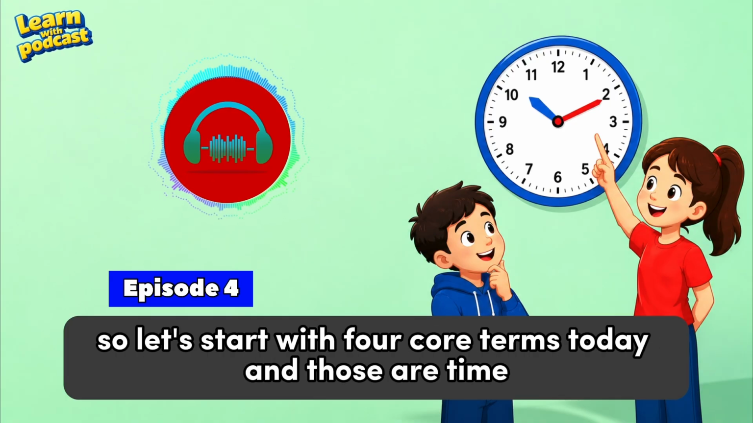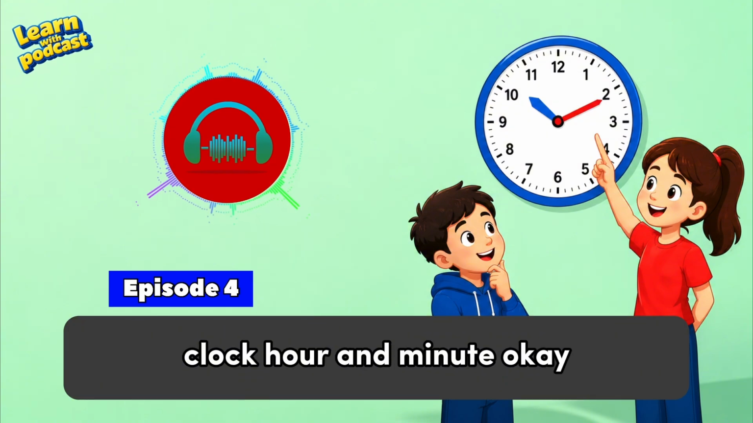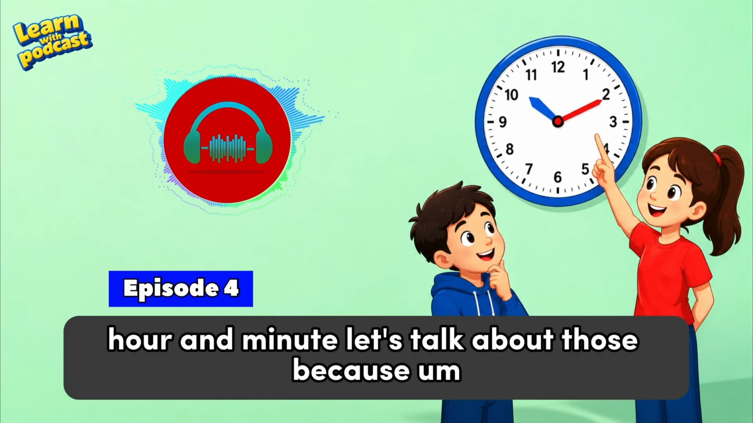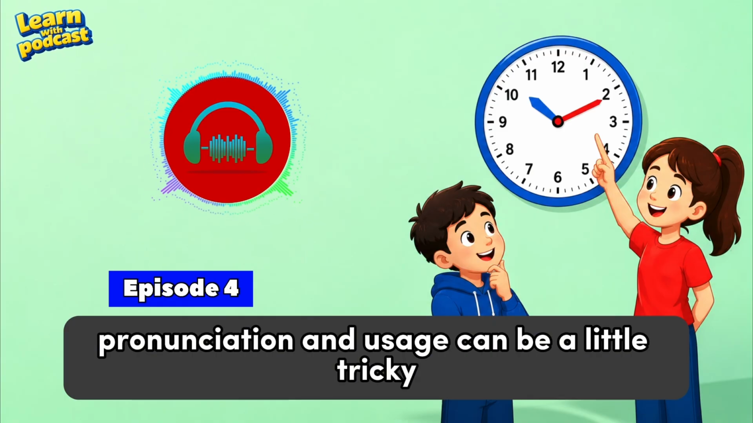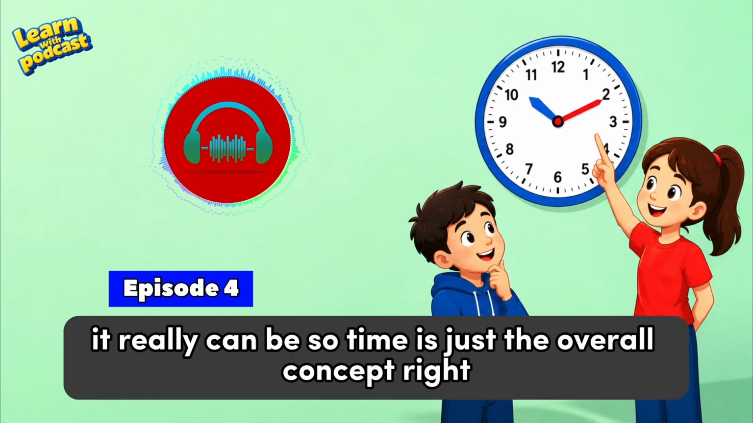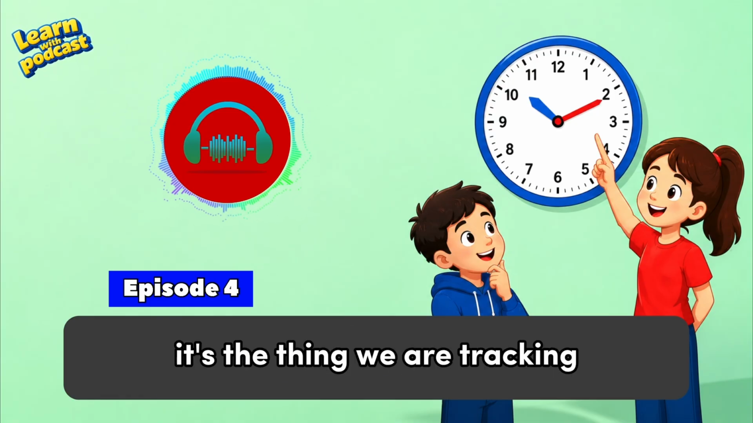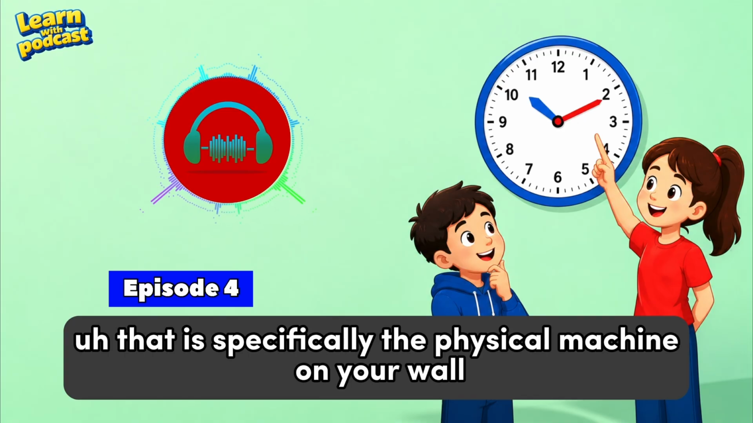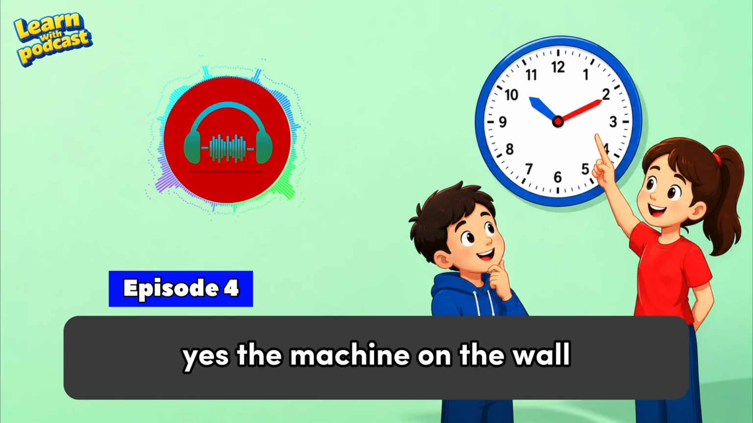So let's start with 4 core terms today. Those are time, clock, hour, and minute. Pronunciation and usage can be a little tricky. Time is just the overall concept. It's the thing we're tracking. But a clock is specifically the physical machine on your wall.